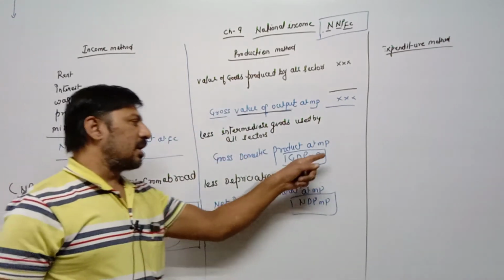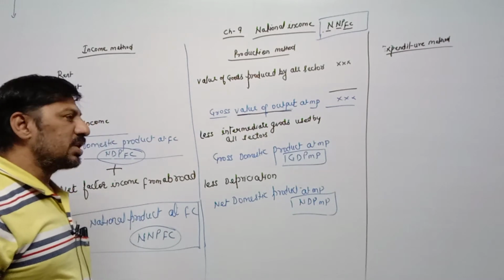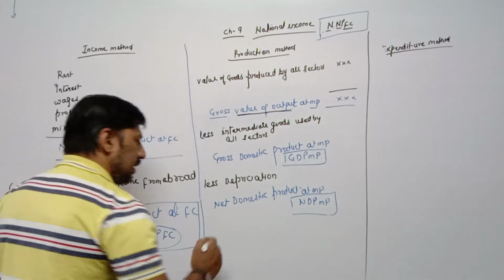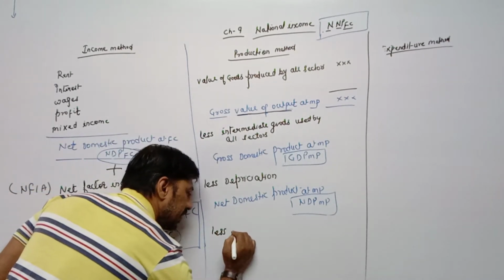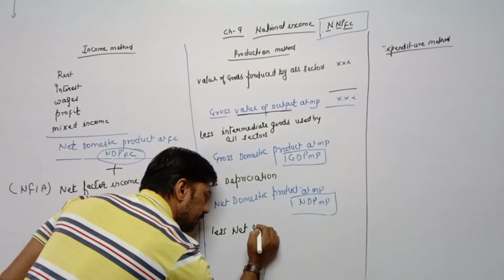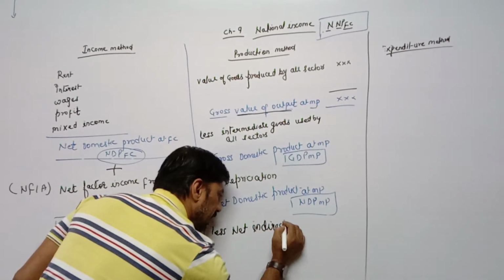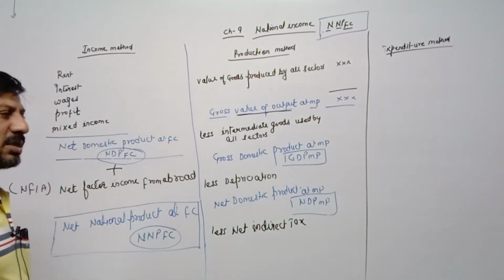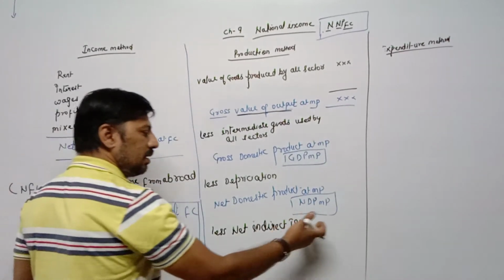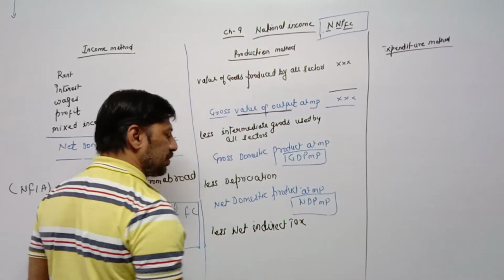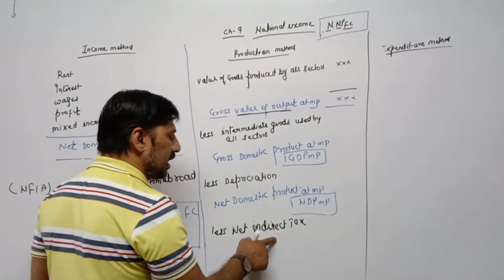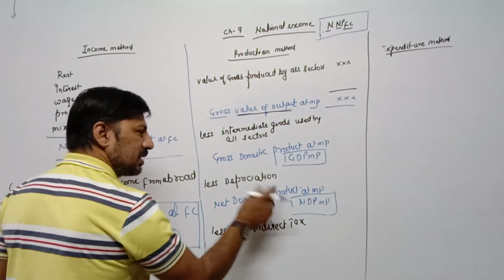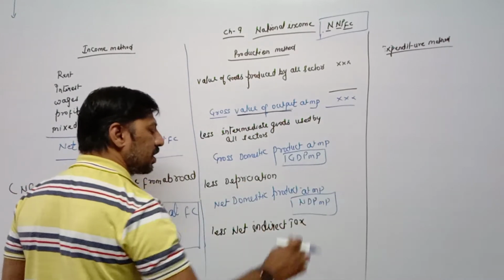Last one is MP, market price. Market price means it includes net indirect tax. So we need to deduct net indirect tax. Net indirect tax formula is indirect tax minus subsidy. Write down within bracket indirect tax minus subsidy. So after deducting net indirect tax, net domestic product remains the same, but market price is converted into factor cost.